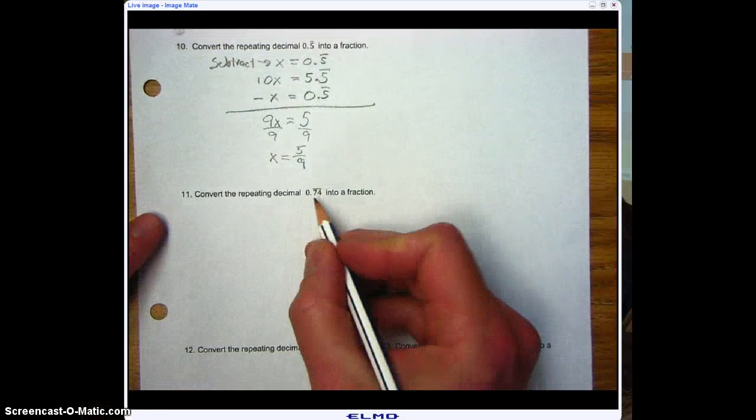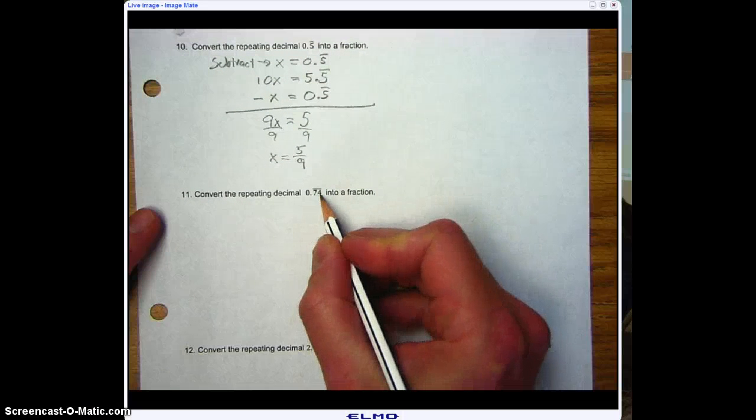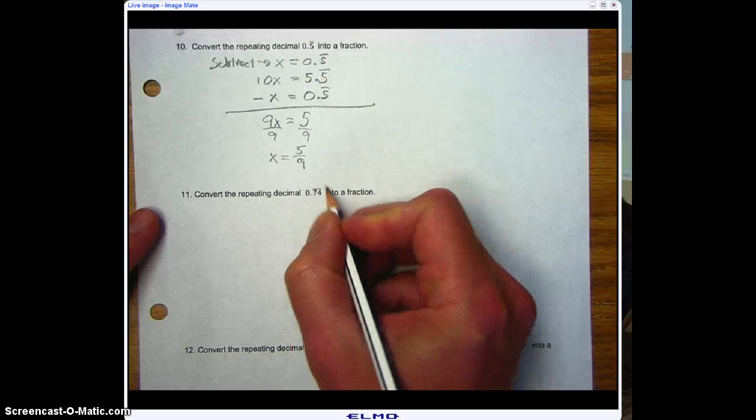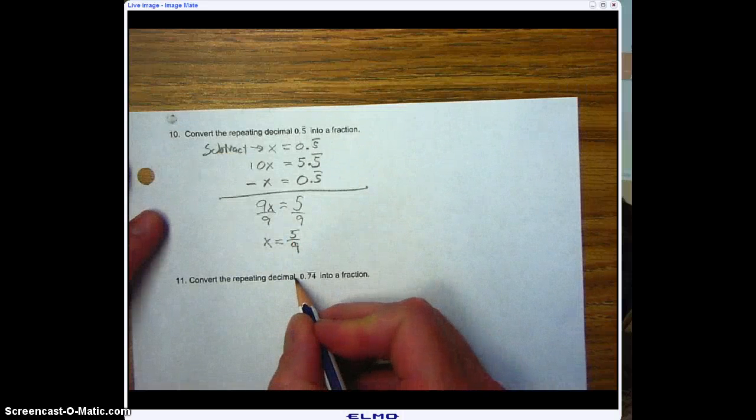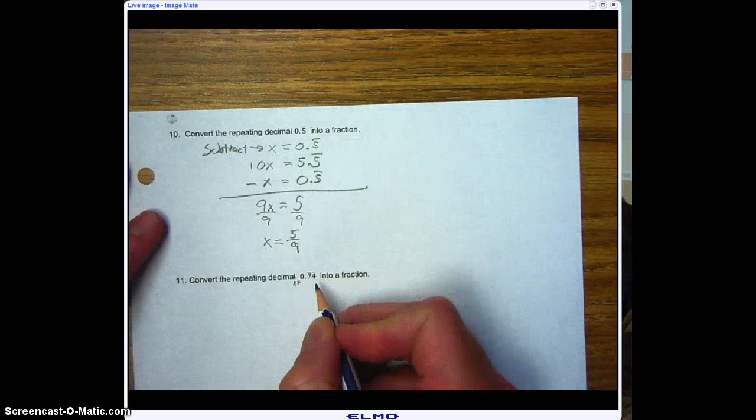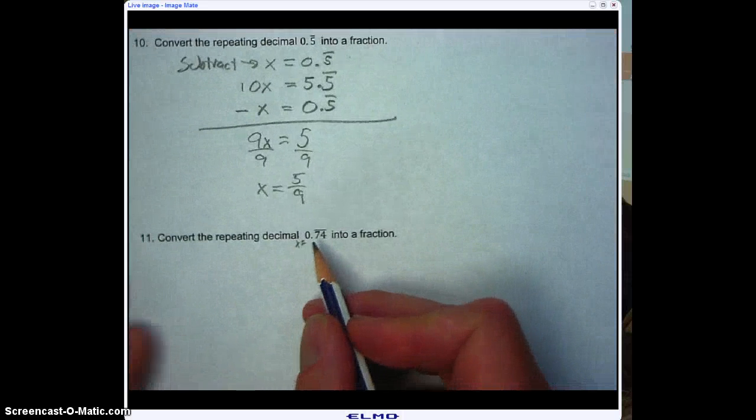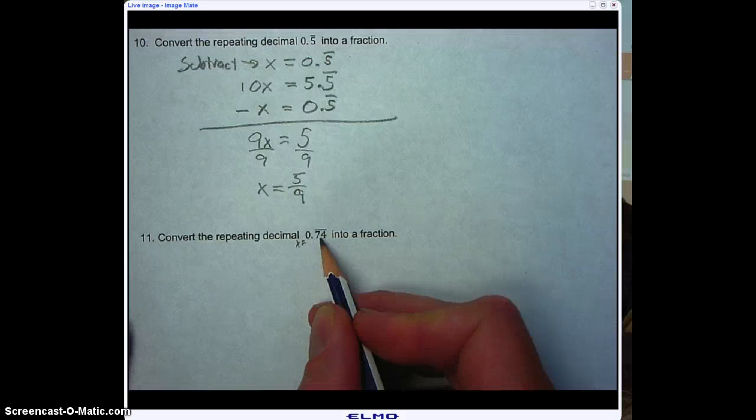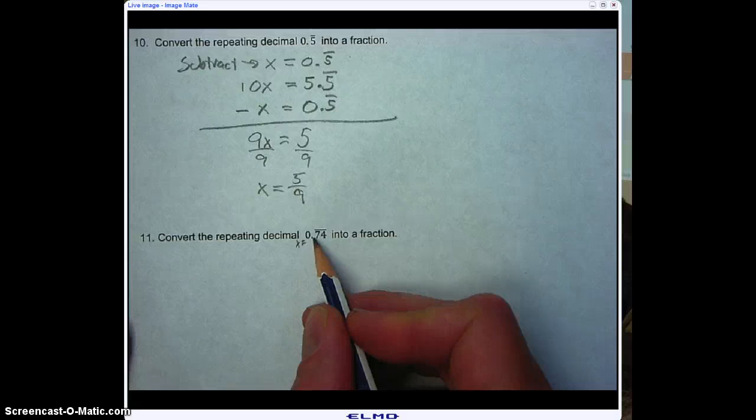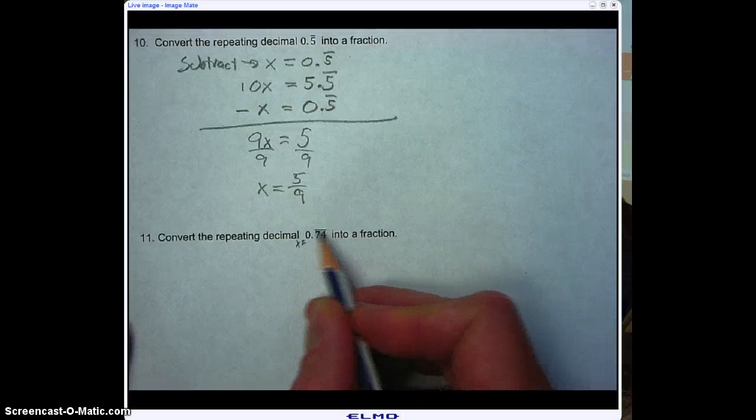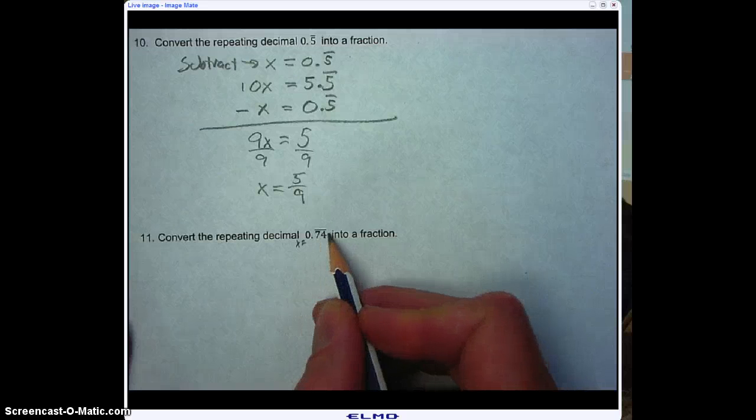Okay, let's try another one. So 0.74 repeating, you know that means 0.74, 74, 74, 74, 74. So if I just say that this is x, I'm not going to write it like this anymore. I'm just going to say, okay, this is x. X equals that. So now, if I multiply this by 10, it would only move it over one digit. So since there are two digits that are repeating, I don't want to just multiply by 10. I actually want to multiply by 100 to get the two digits that are repeating on the other side of the decimal. So if there's two digits repeating, we want to multiply by 100 to move it twice.